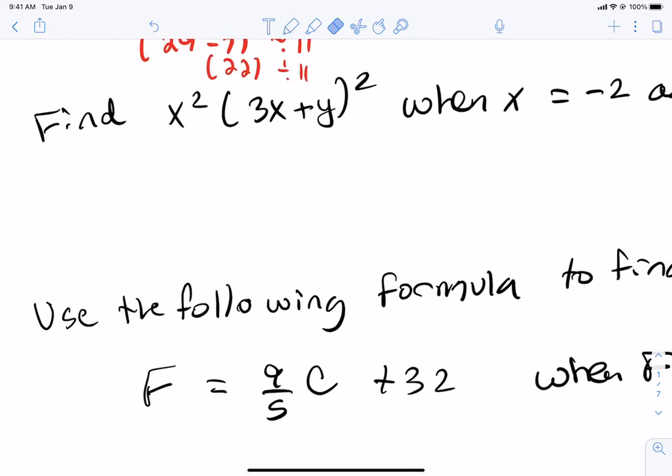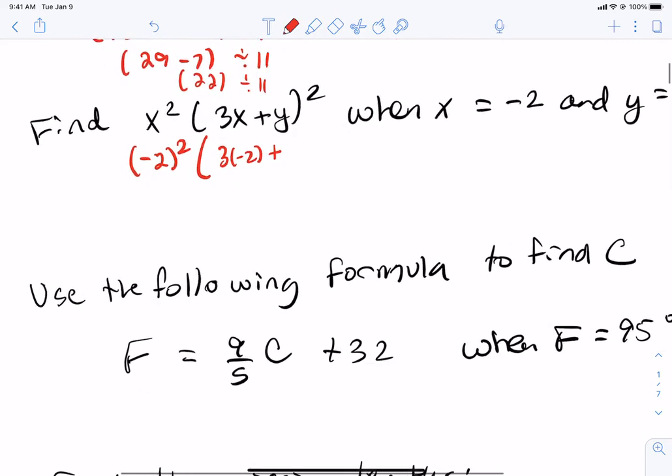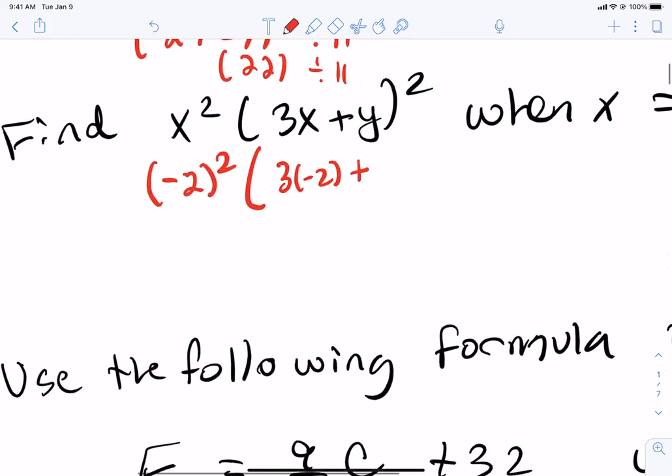Okay, so this x right here is going to become a negative 2. And every place we see a y, we're going to put in a 1. So remember, we have to do parentheses or grouping things first. So this parenthesis already has a value in it, so it's okay. We'll just leave it there. Now this parenthesis we need to bring down to one particular number.